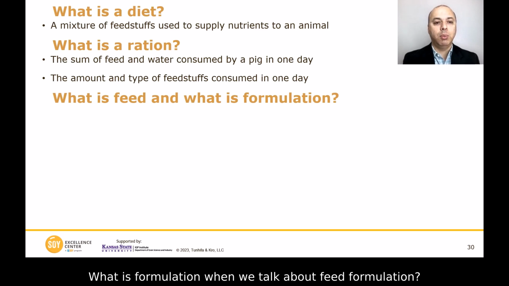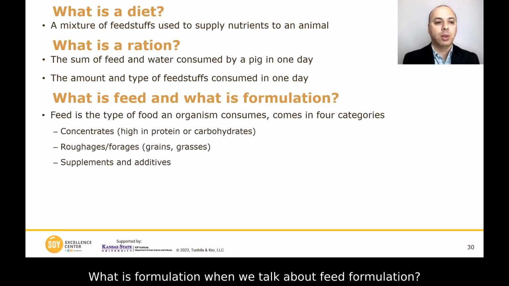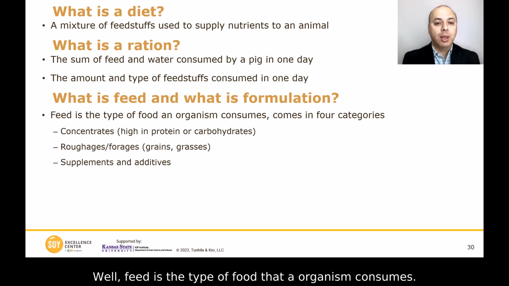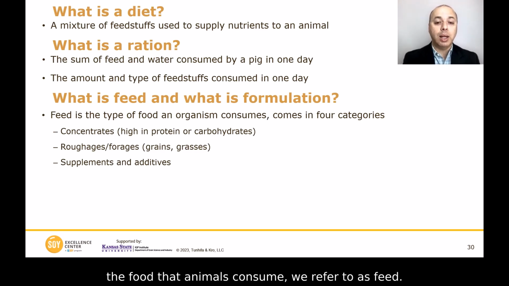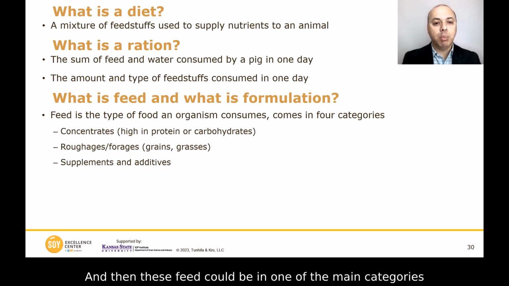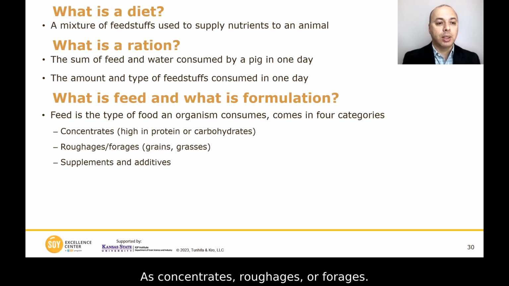What is formulation? When we talk about feed formulation, well, feed is the type of food that an organism consumes. When we're talking about animals, we tend to call the food that animals consume feed. And then this feed could be in one of the main categories that we have here: concentrates, roughages or forages, and then supplements and additives.